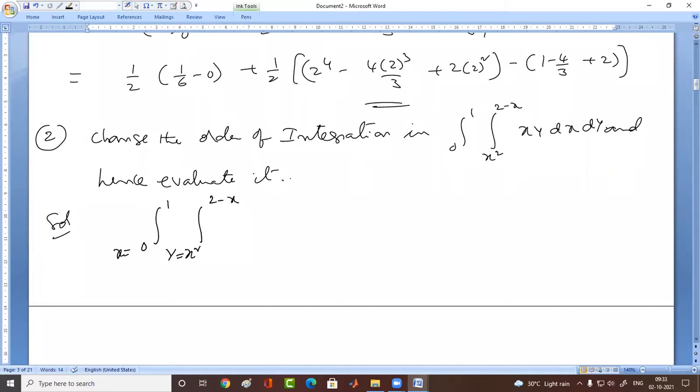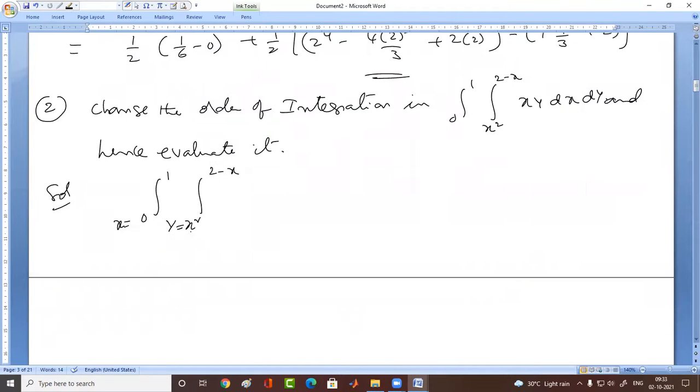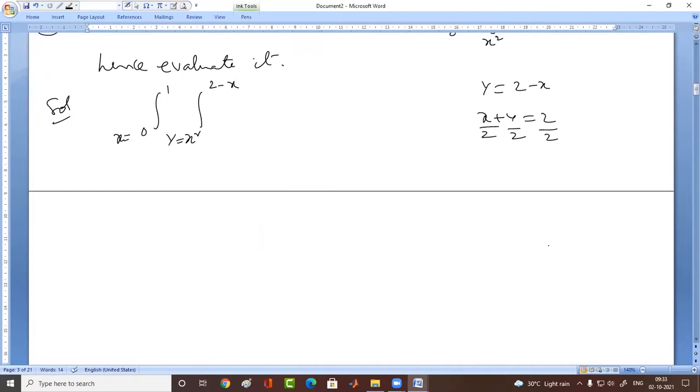Okay, identify the region. y equals x squared is a parabola. Okay, fine. And y equals 2 minus x is nothing but x plus y equals 2, dividing by 2. The x-intercept is 2, the y-intercept is 2, right? Now the diagram.